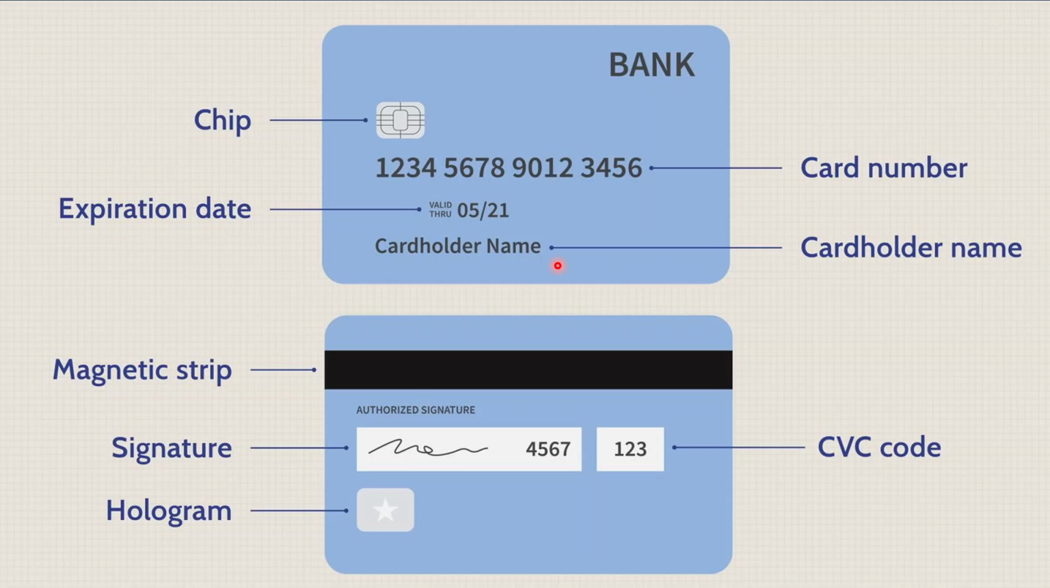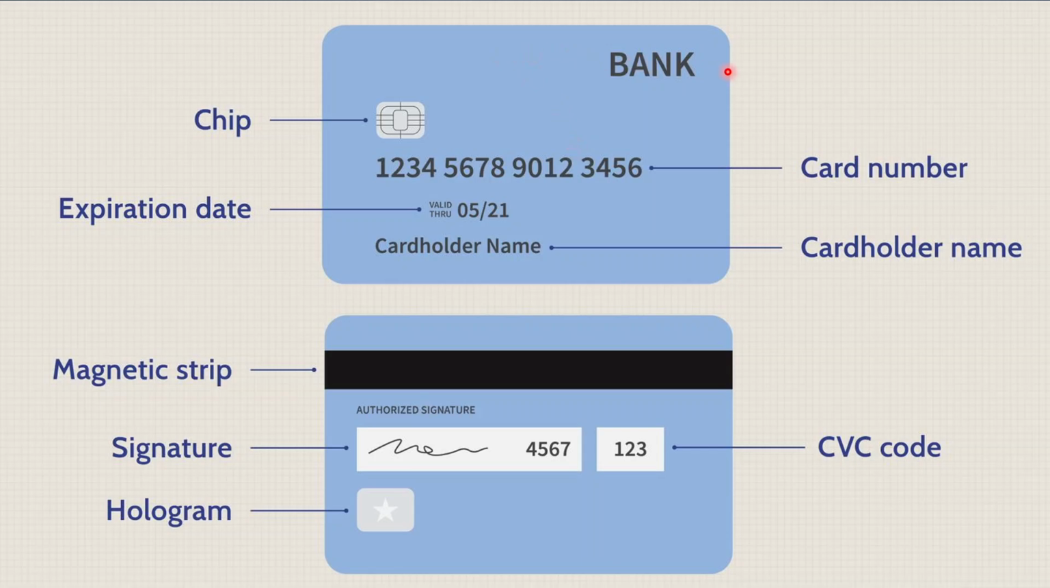Hey guys, in this video we're going to go over what is cardholder name. Now the cardholder name is the authorized owner's name that will be printed on a credit or debit card, and it's used for identification and transaction security.